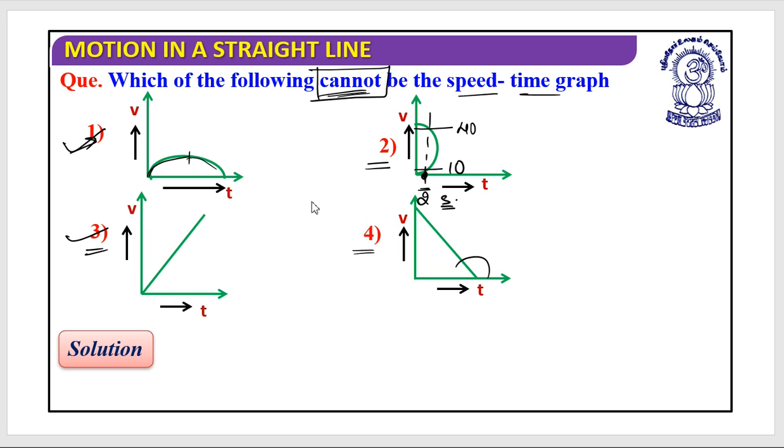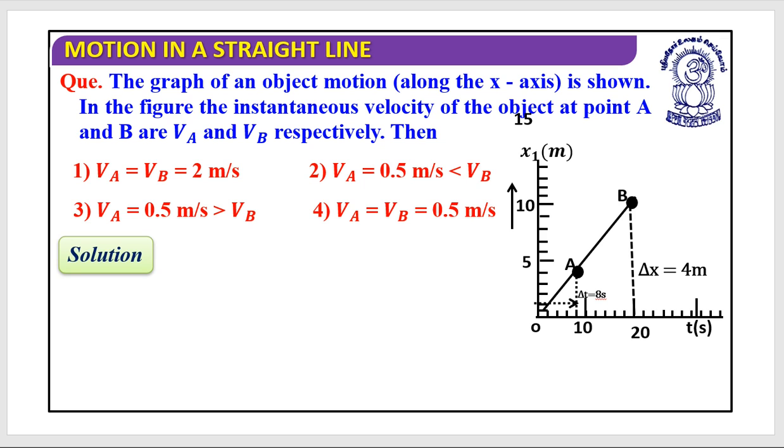This is illogical. This cannot be done. A particle cannot have multiple speeds at the same time. So this could not be the option, and this would be the correct answer, because they have asked which is not possible for speed versus time. Yes, let's move to the next question.